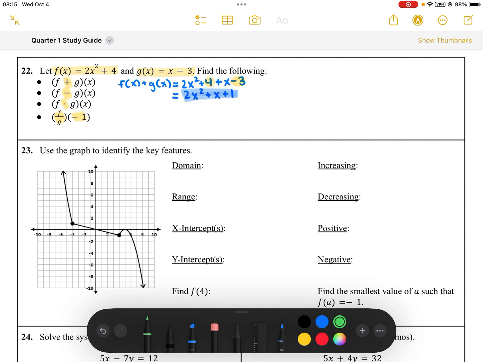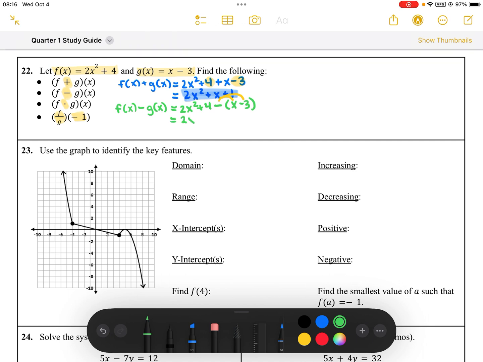The second one, I am going to subtract. F minus g of x means I'm going to take f of x and subtract g of x. When I subtract g of x, I need to distribute that negative sign to each piece in my second part of my expression with the x minus 3. So I'm going to have 2x squared plus 4 for f of x, and then I'm going to subtract x minus 3.